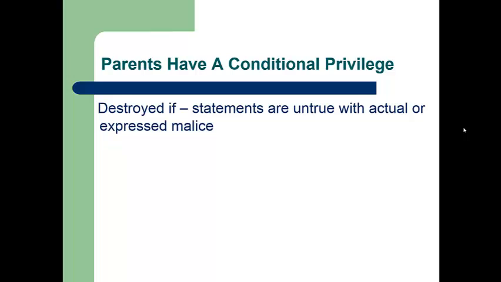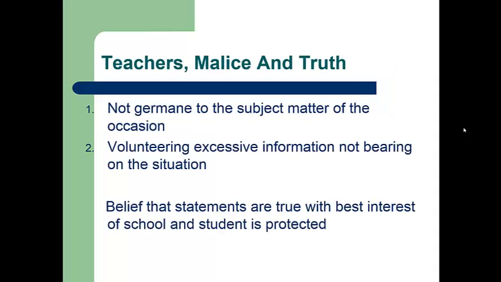Parents have a conditional privilege as well, meaning that they cannot be held responsible for libel or slander unless, again, we go back to that falsehood, statements are untrue with actual or expressed malice. When it comes to teachers, in the example I used about talking to the parent, a teacher is generally going to find themselves safe if they hold the belief that what they're saying is true and it's in the best interest of the school and the student. But it also goes back to that idea of who has the right to know.